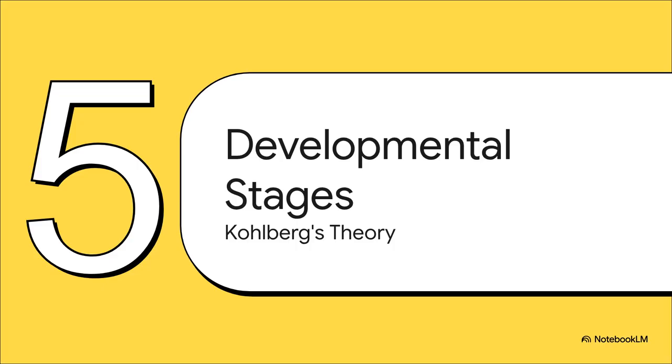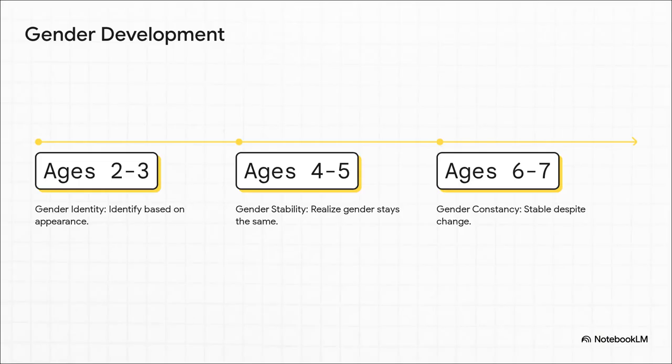Next up, Section 5, Kohlberg's developmental stages. But how does a child's developing brain actually process all that input from family and media? This is where Lawrence Kohlberg's 1966 cognitive development theory comes in, and it's fascinating. It gives us the exact psychological timeline of how a child internalizes gender. Between ages 2 and 3, they develop gender identity. They can point to themselves and say, I'm a boy or I'm a girl, but it's based entirely on superficial stuff like hair length or clothes.